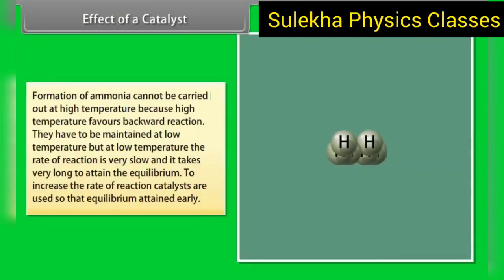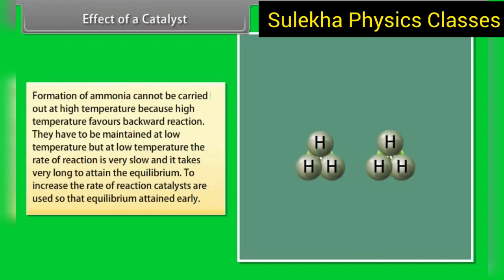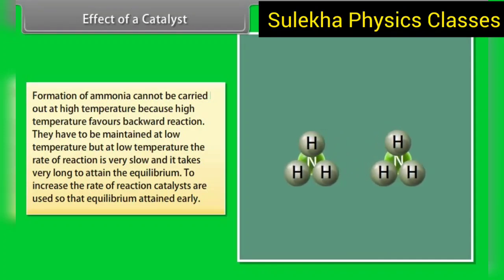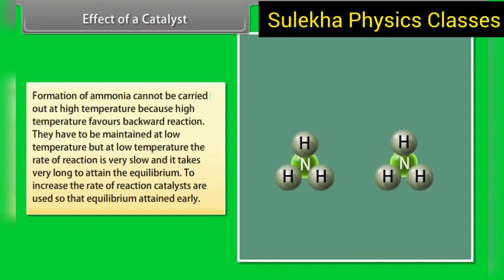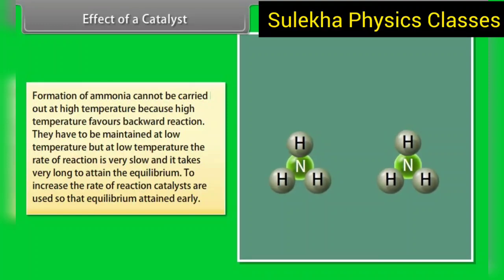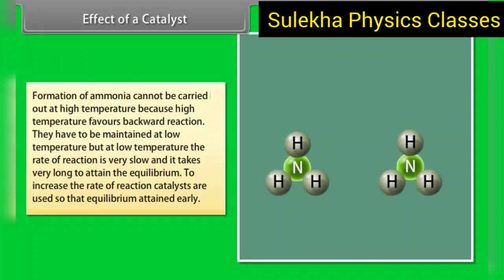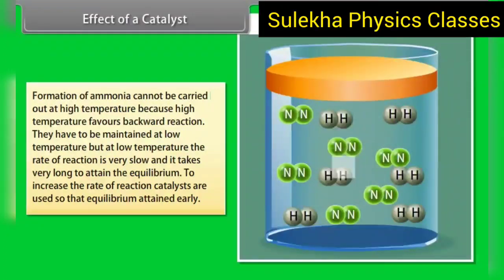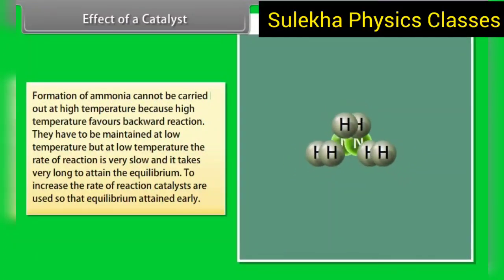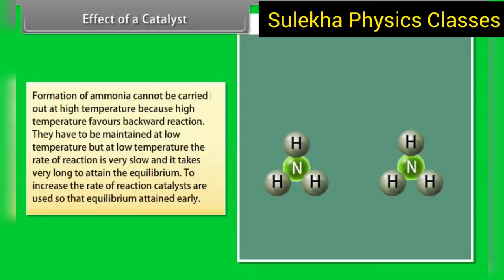formation of ammonia cannot be carried out at high temperature because high temperature favors backward reaction. They have to be maintained at low temperature, but at low temperature, the rate of reaction is very slow and it takes very long to attain the equilibrium. To increase the rate of reaction, catalysts are used so that equilibrium is attained early.